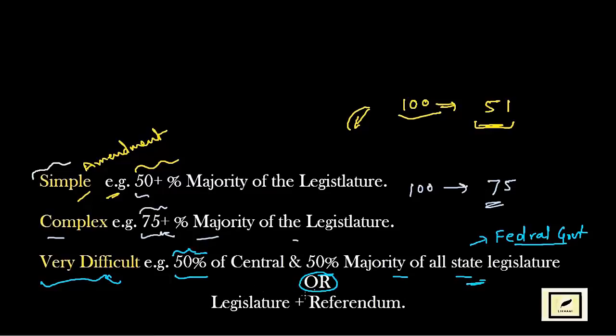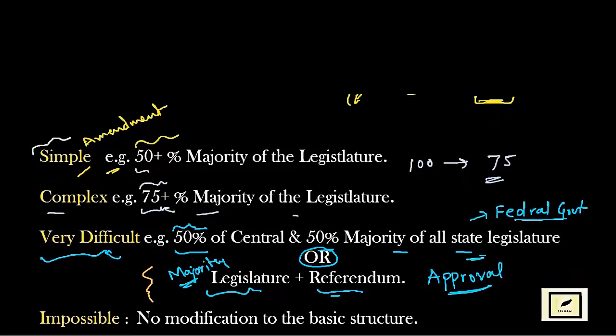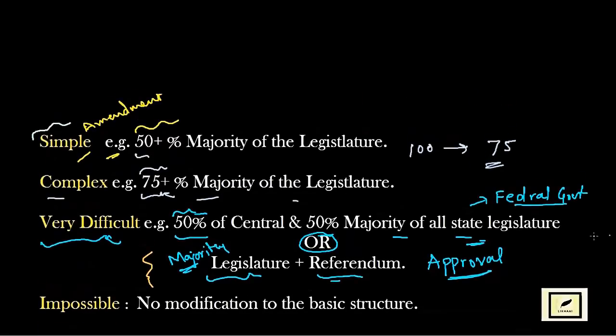Or there also could be a case where the legislature and the referendum both are required. That is, the majority of the legislature that they want to change a particular kind of a law, and also a majority by the public. That is, the approval by the general public is also required. Even that would be a case of a very difficult kind of amendment in the constitution, because you require a huge public to change this.